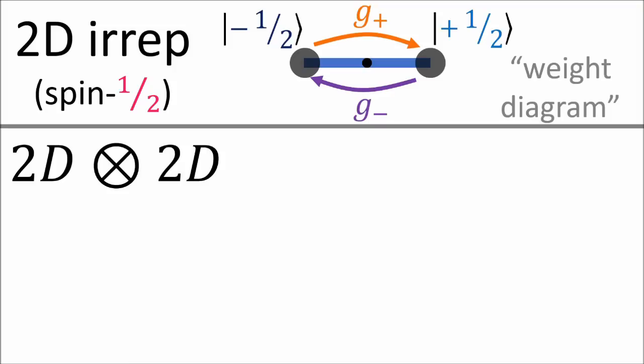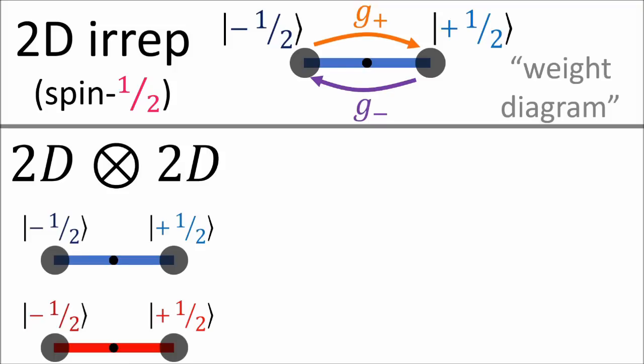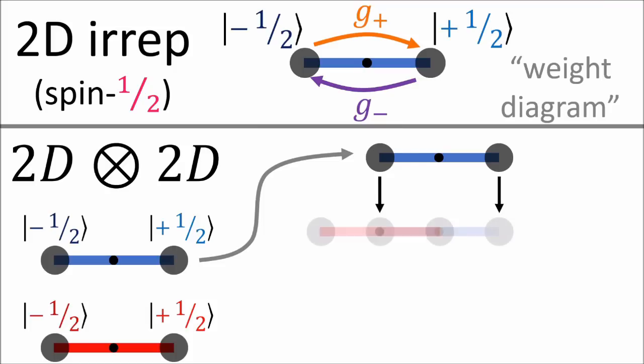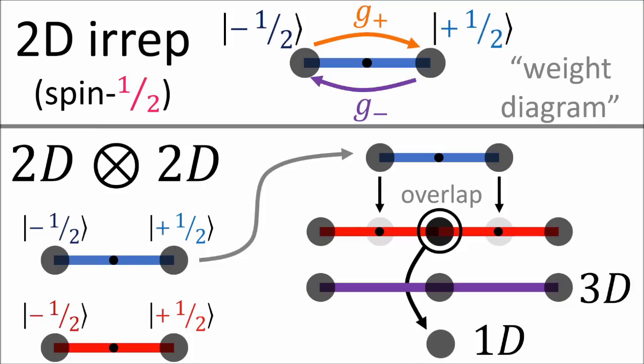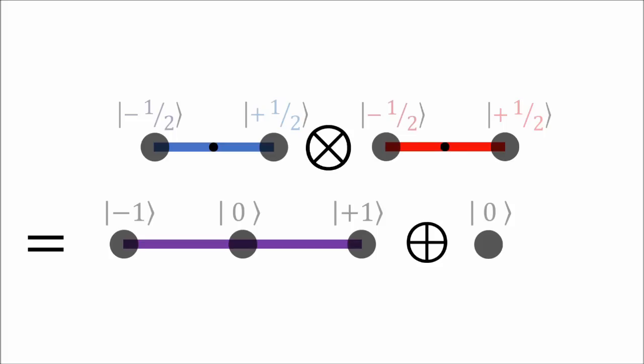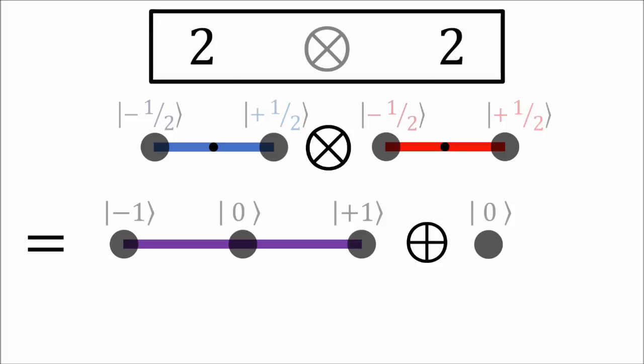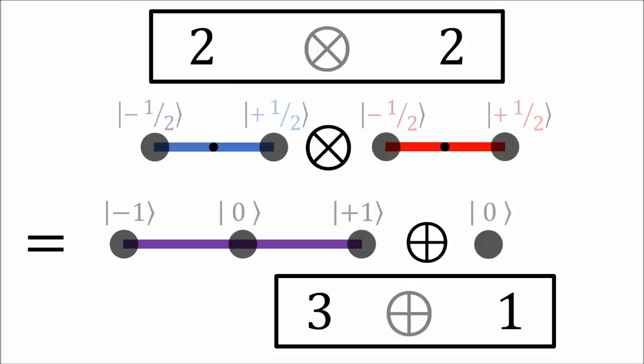If we have 2 of these irreps and we take their tensor product, we can illustrate the result by taking the first diagram and placing a copy of the second diagram centered on each of the 2 nodes. We get a weight diagram with 3 nodes. This shows that the result contains a 3D irrep, which are the triplet states. However, since the middle location here contains 2 overlapping nodes, one of them pops out and becomes a 1D irrep, the singlet state. This illustrates the irrep formula we saw earlier, where the tensor product of a pair of 2D irreps equals the direct sum of a 3D irrep and a 1D irrep.